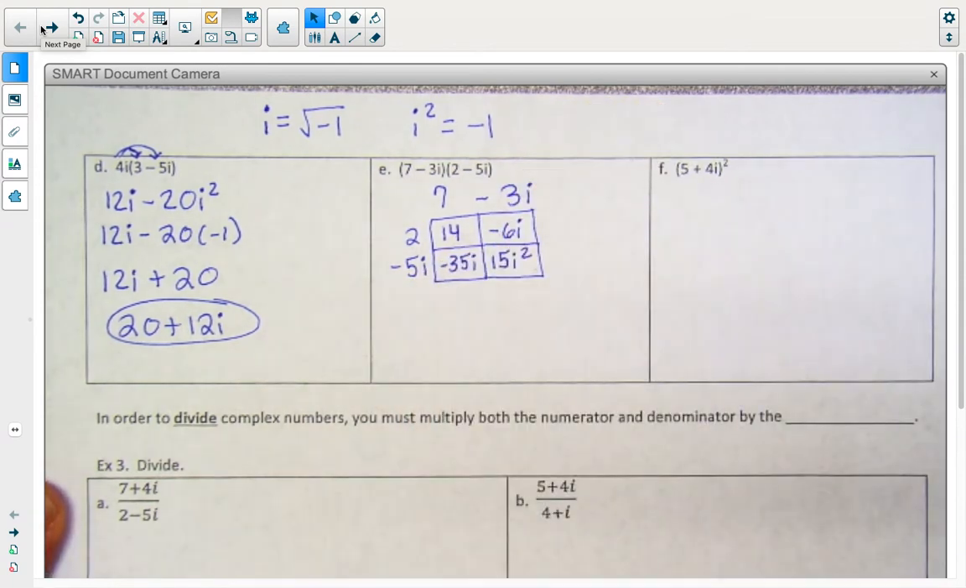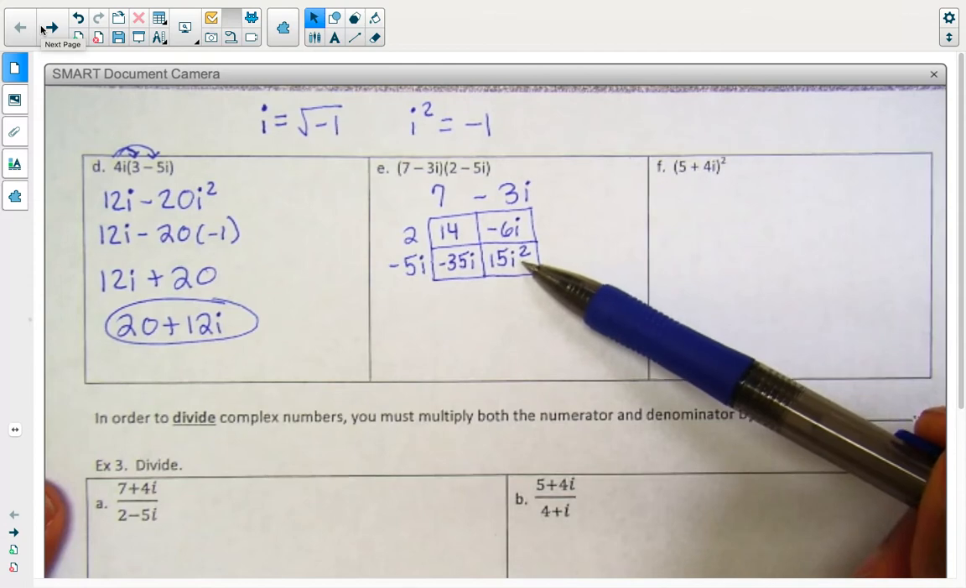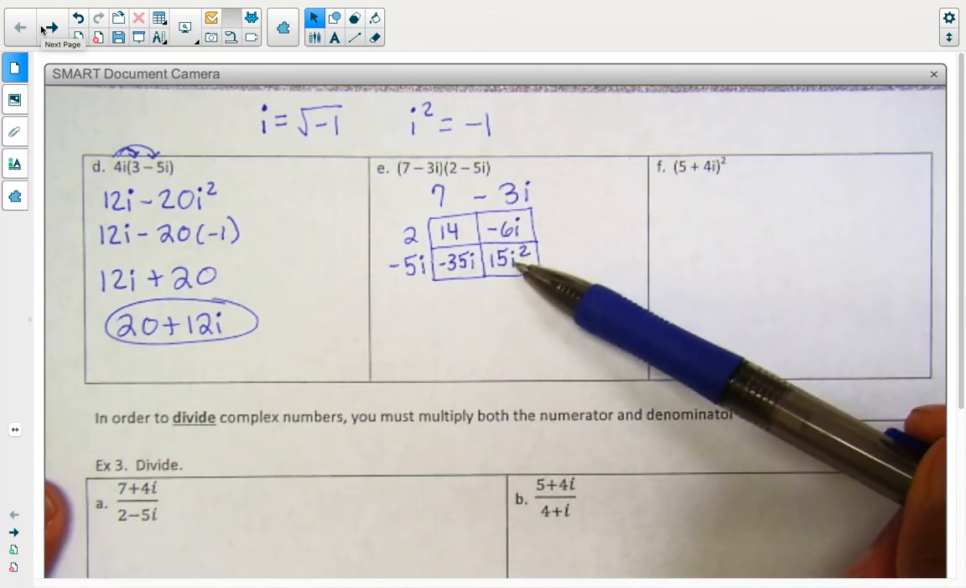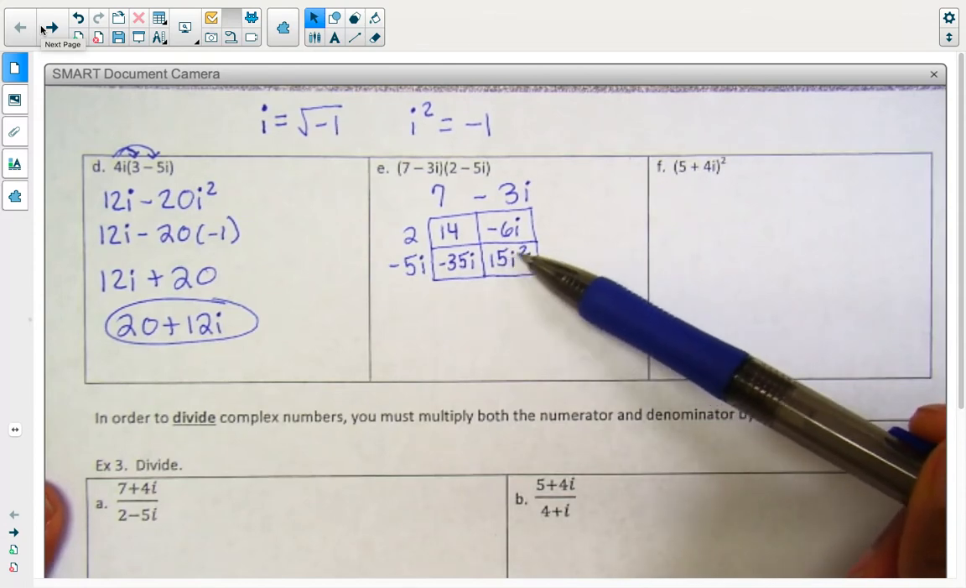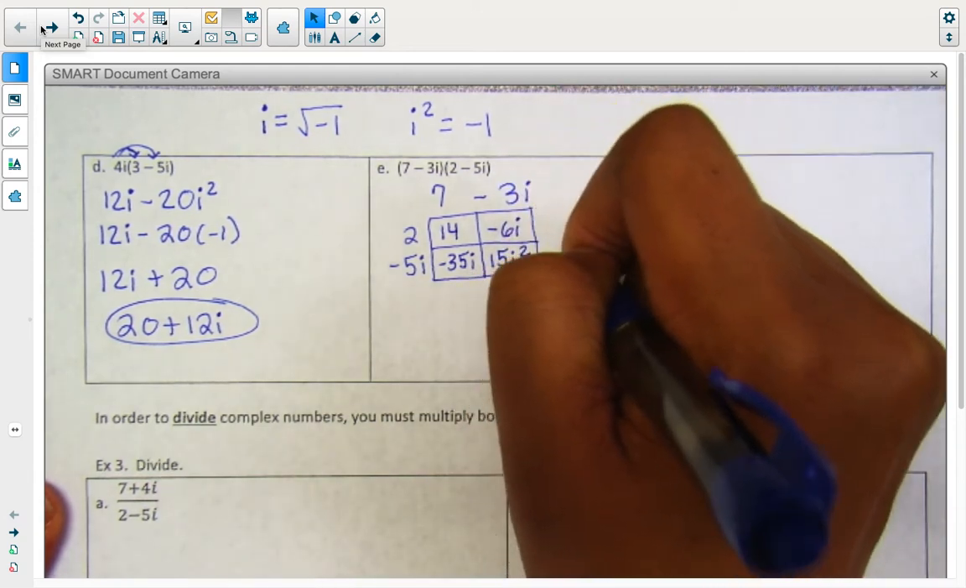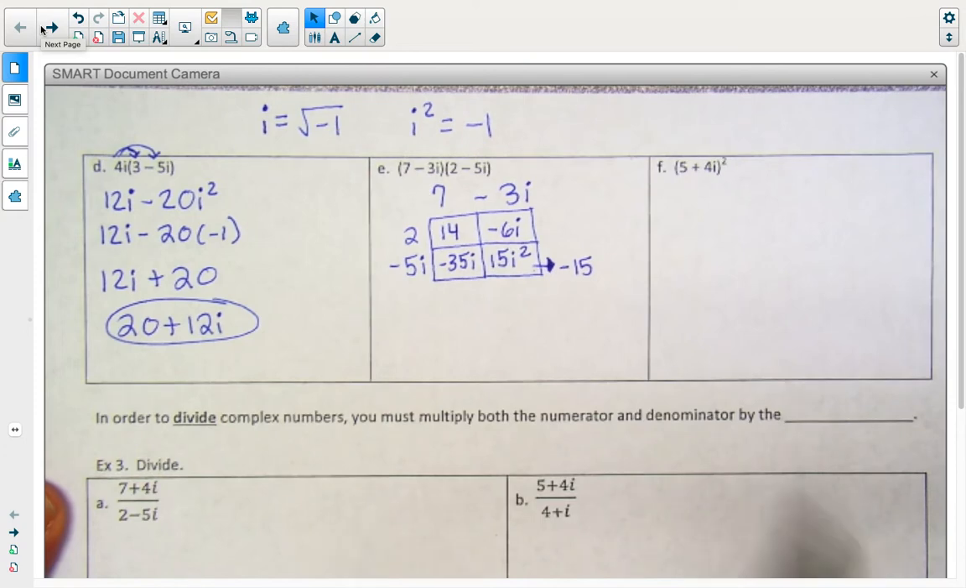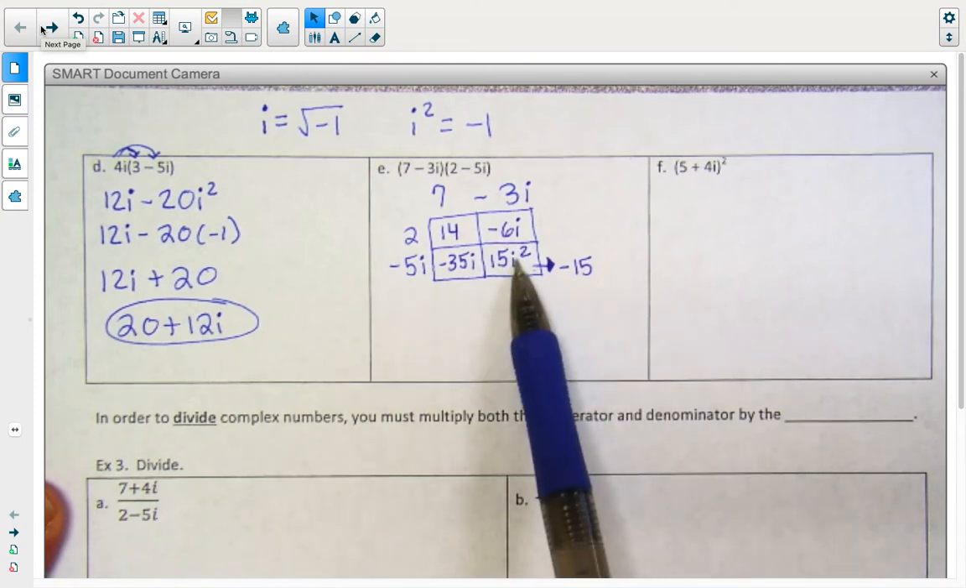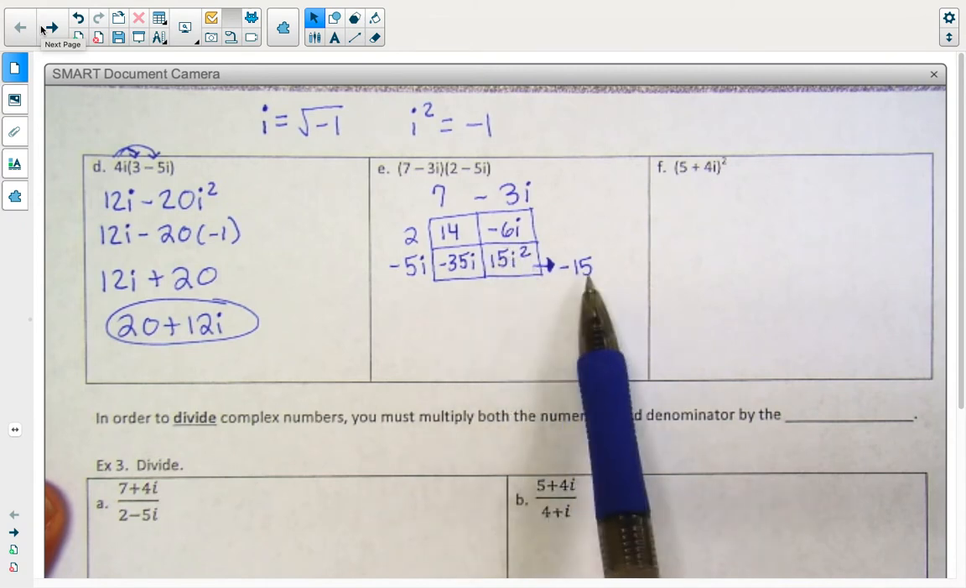Remember the box method from not too long ago? I'm doing the same thing here, except now I do have some imaginary numbers that pop up, and that's okay. Now, i squared equals -1. So if I make a substitution in here, -1 times 15, this box now becomes -15.